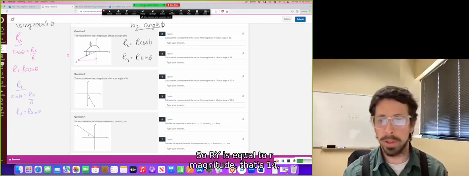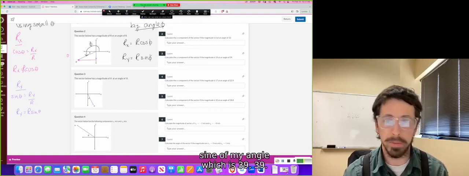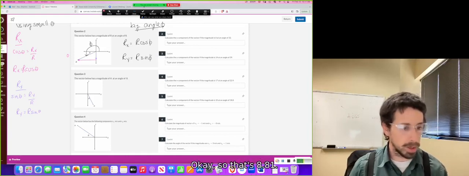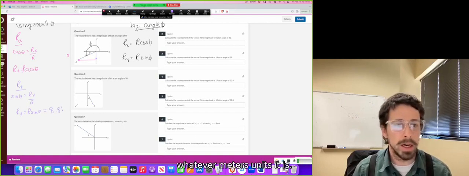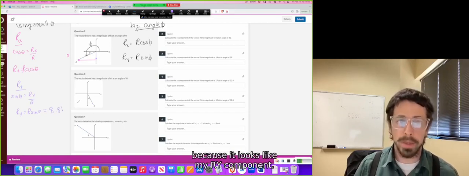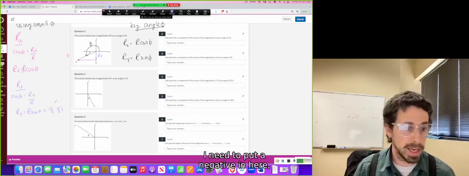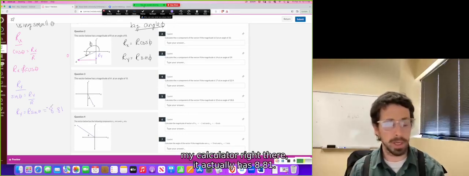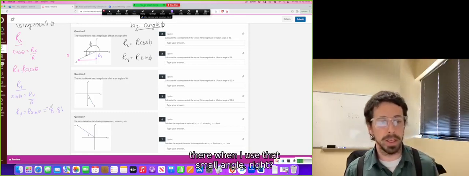So ry is equal to r, magnitude, that's 14, times sine of my angle, which is 39. Okay, so that's 8.81. So this is equal to 8.81, whatever units it is. I do have to be a little careful though, because it looks like my ry component points down, which means I need to put a negative in here. My calculator actually has 8.81. It doesn't have a negative in front of it. I have to put that negative in there when I use that small angle, right?